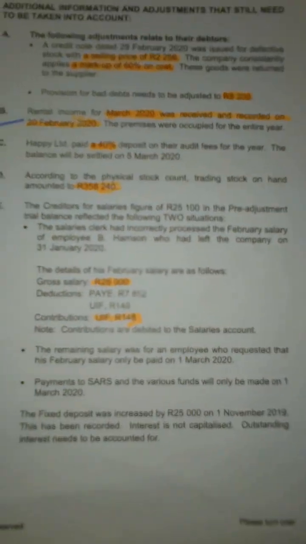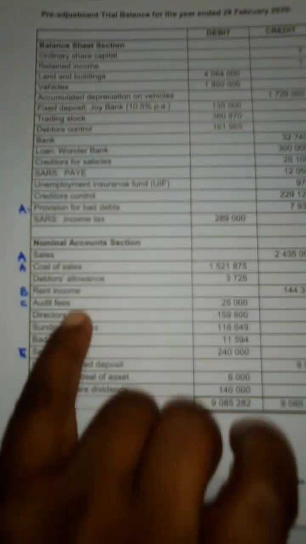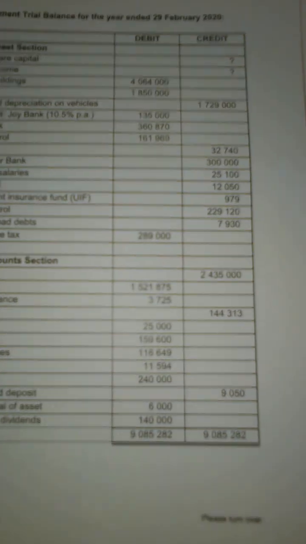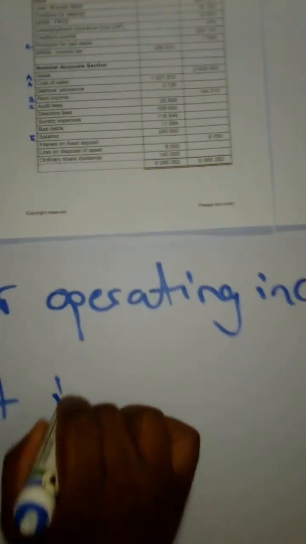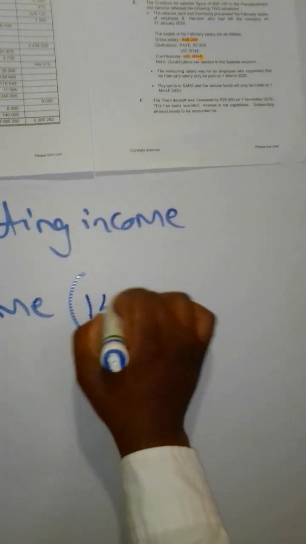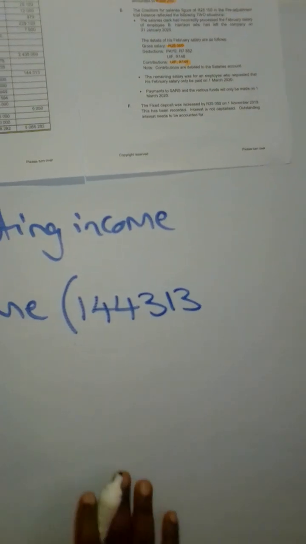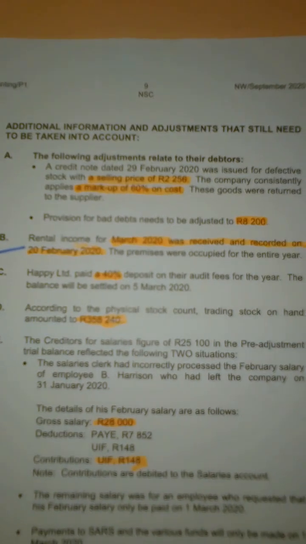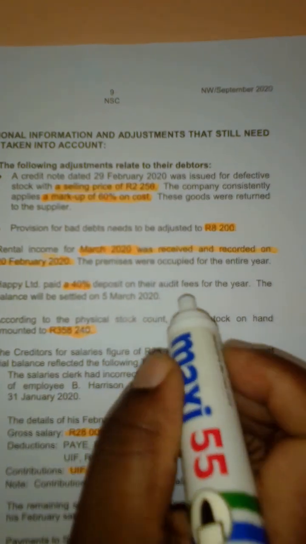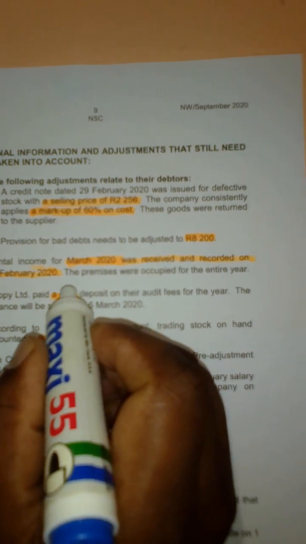So for now, I can see that we can calculate our rent income. Where is our rent income? Rent income is here. They said it's 144,313. Now let's look at what they are saying on adjustment number B. Rental income for March 2020 was received and recorded on 20 February 2020.